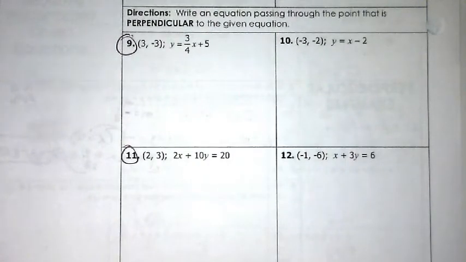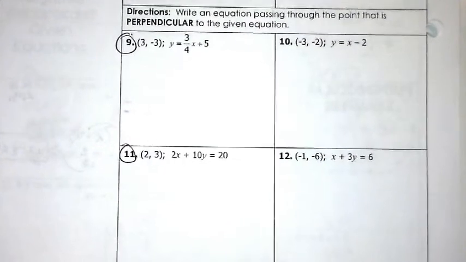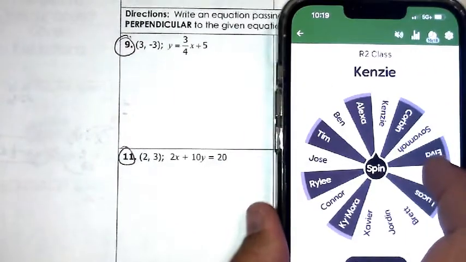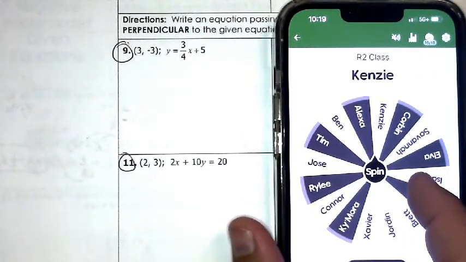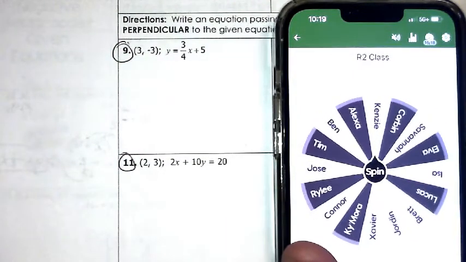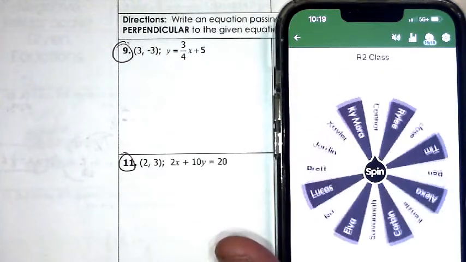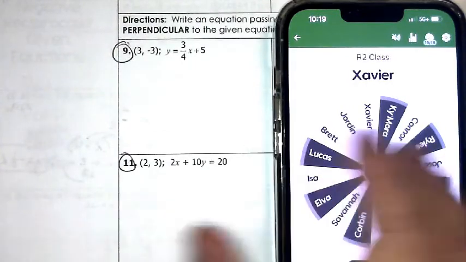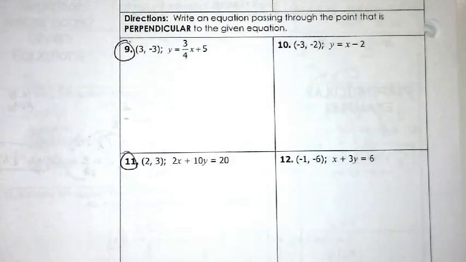Time to spin the wheel of not ideal? No. Oh. I was so ready. Time to spin the wheel of not ideal! Nope, kids already went. Xavier! Number 9, and number 9 only, please. Number 9. Xavier.